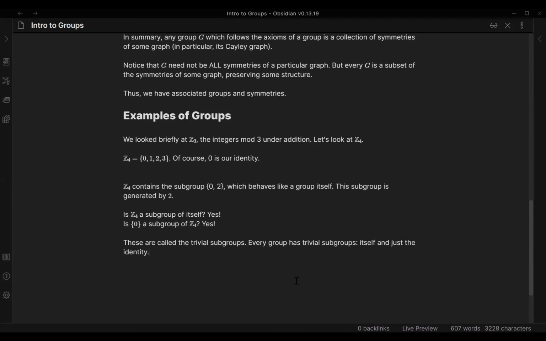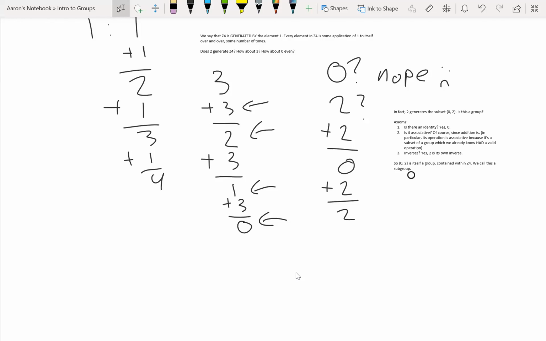Let's do that for some semblance of grammar. So yes, every group has these 2 subgroups, but as we've seen, we also can have other subgroups. We have the subgroup generated by 2, right? And we call these cyclic subgroups.